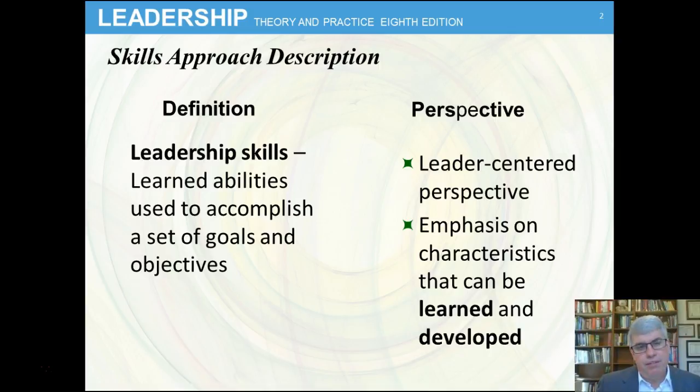So when we use the skills approach to leadership, we've got what's known as a leader-centered perspective, just like the trait approach. We're only looking at the leader. We're not looking at the follower. But instead of looking at traits, we're putting an emphasis on characteristics that can be learned and developed in the leader. We're not looking at the personality of the leader, or their abilities due to their genetic makeup or things like that. We're looking at the skills that they have learned. And so that's what makes this different than the trait approach to leadership.